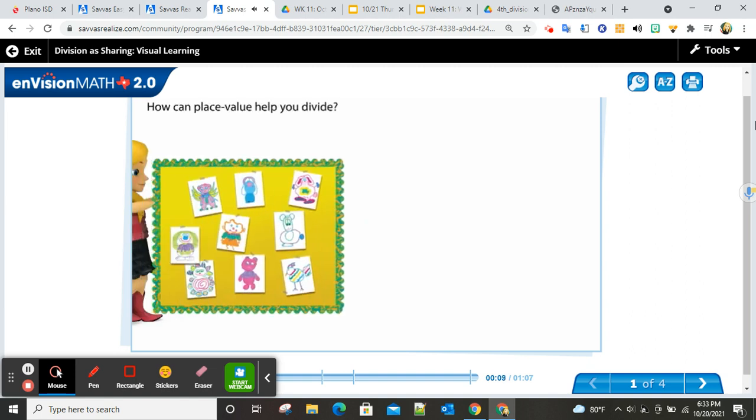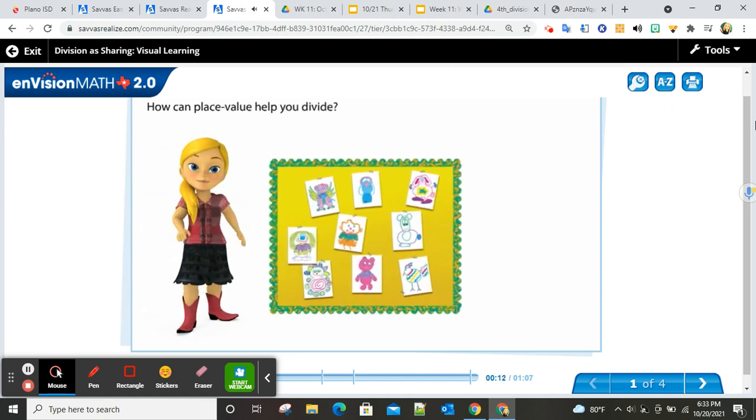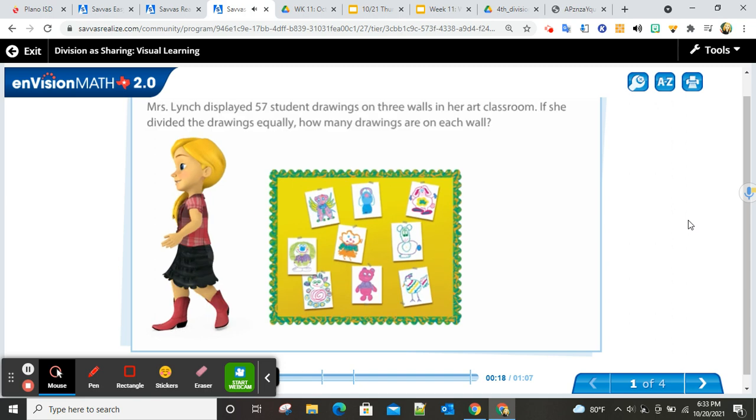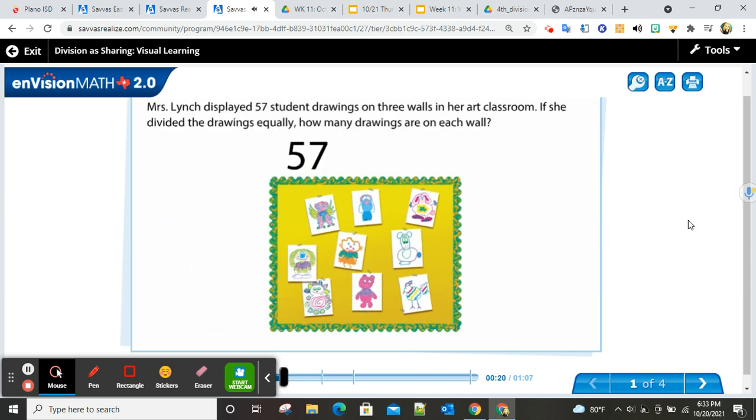How can place value help you divide? Think about this question during the lesson. Mrs. Lynch displayed 57 student drawings on 3 walls in her art classroom. If she divided the drawings equally, how many drawings are on each wall? So this looks very similar to problems we've been solving the last couple of days. So let's find out more about how they're going to solve this problem.